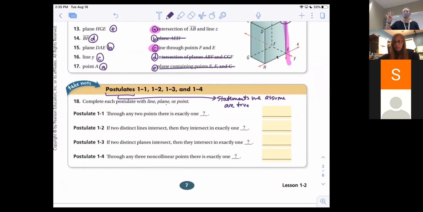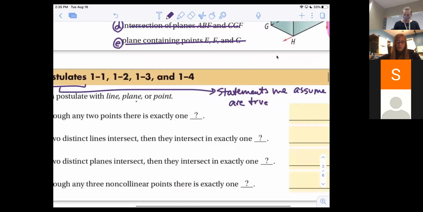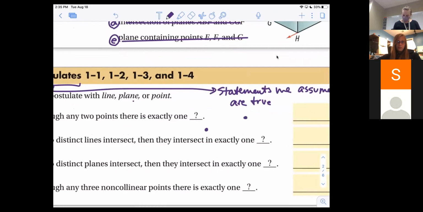And there are four we need to know, and you need to know these verbatim. You need to know them word for word and be able to recognize if one word is not correct. The key is that they all have two of the undefined terms. They have point and plane, or point and line, or line and plane, or point and something. So they will have two of the undefined words in there. Through any 2 points, there's exactly one what? Line.